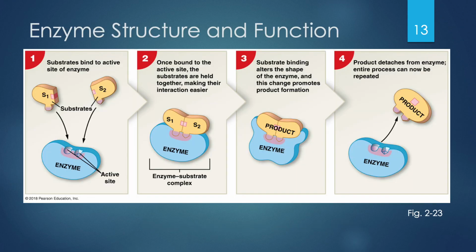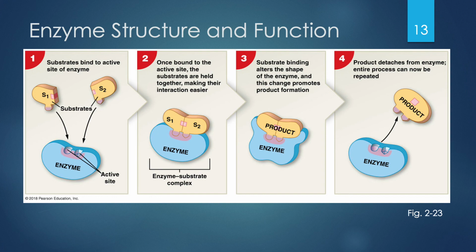Figure 223 in your text shows you generally how substrates will bind to active sites of an enzyme. So starting on the left in section 1, you'll see the enzyme down below having two active sites. So the two substrates, S1 and S2, fit perfectly into those active sites. So in step 2, you'll see that those two substrates are now bound to the active site, and so they're interacting with one another. Once this is all together as one giant piece, it's now called the enzyme-substrate complex.